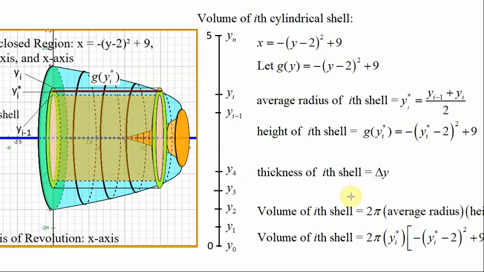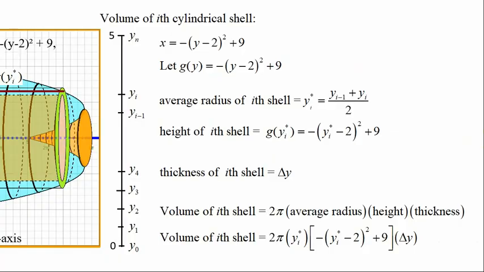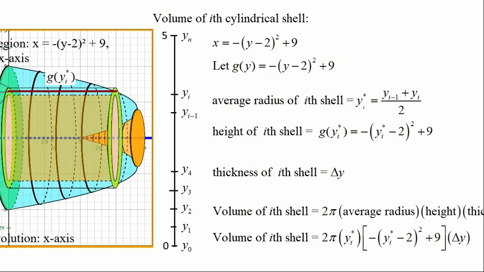And then the thickness of the shell is delta y. The volume of the shell is 2 pi times average radius times height times thickness. So we get 2 pi times y sub i star for the average radius, times negative (y sub i star minus 2) squared plus 9 for the height, and then the thickness is delta y. And so this is the volume of the ith shell.